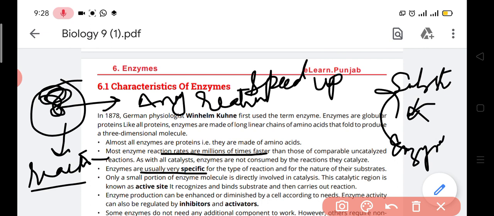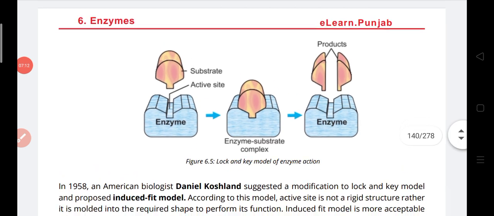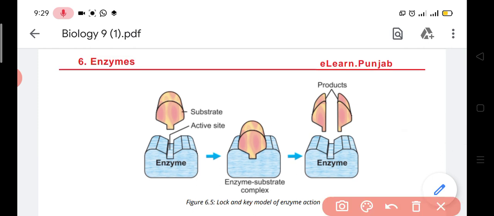Okay, one more important thing which I want to explain is that only a small portion of the enzyme molecule is directly involved in the catalysis, and that catalytic region is known as the active site. It is where the substrate binds, and that is the place where the reaction occurs. So only a portion of the enzyme is involved in the reaction. It is not like the whole enzyme is going to be involved. No, some specific portion is involved, and that specific portion is known as the active site.